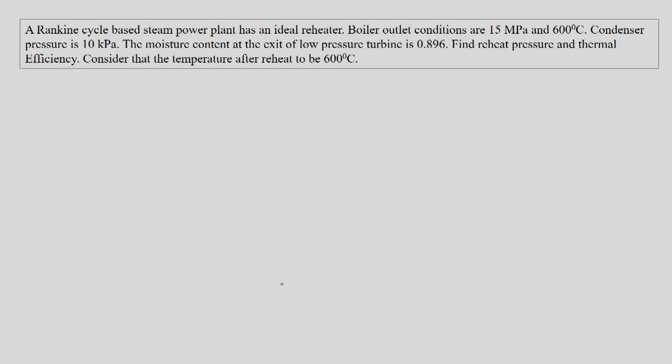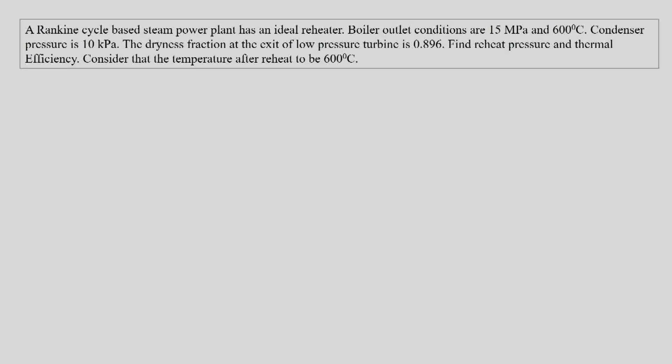Welcome to the class. Now we are going to see some examples on Rankine cycle with reheat, or examples related with steam power plant with reheating arrangement. The first example reads that the Rankine cycle based steam power plant has an ideal reheater. Boiler outlet conditions are 15 megapascal and 600 degrees Celsius. Condenser pressure is 10 kilopascal. The moisture content at the exit of the low pressure turbine is 0.896. That means dryness fraction is given as 0.896.